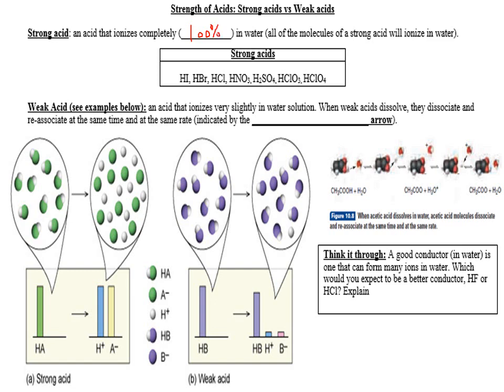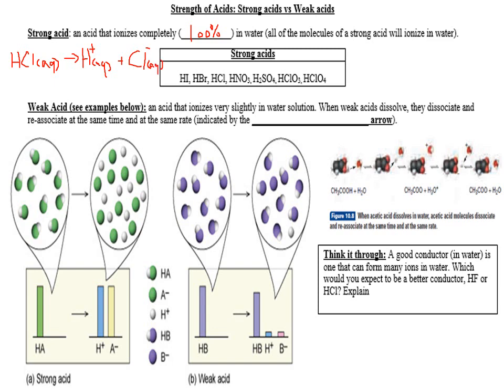So for example, if I took HCl and put it in water, all of the HCl molecules that I put in water, because in reality you're never just putting one at a time, all of the HCl would become H plus and Cl minus. So 100% of the HCl would dissociate, ionize to form H plus and Cl minus.